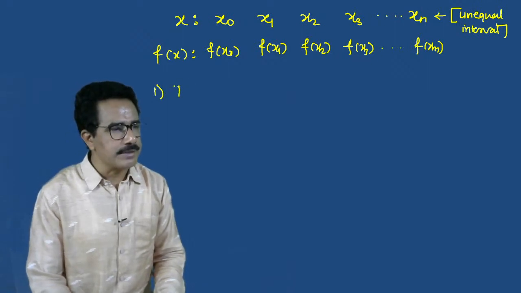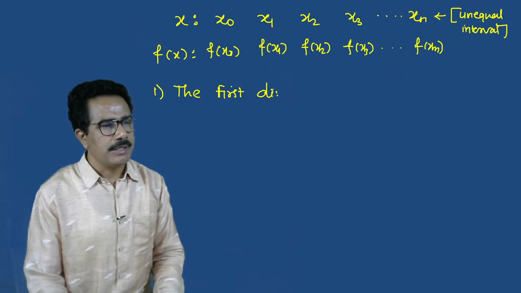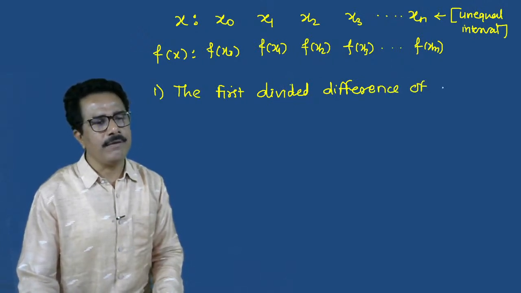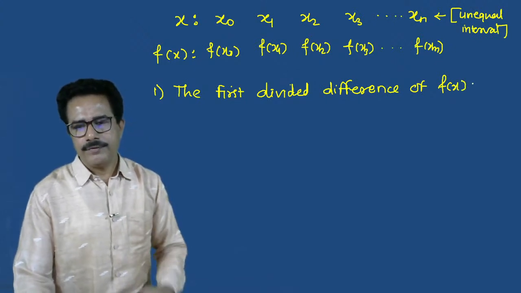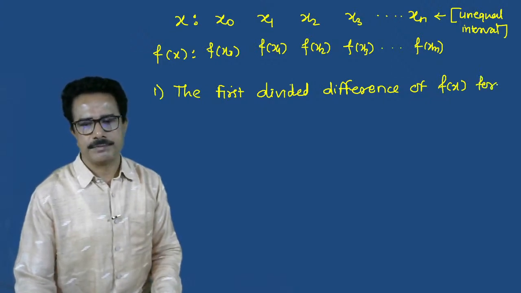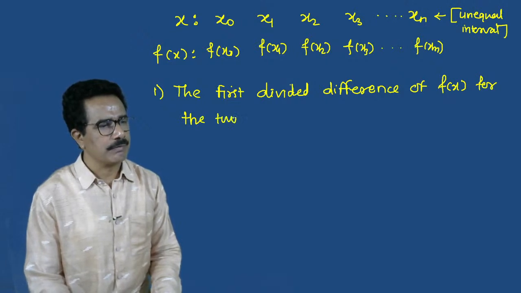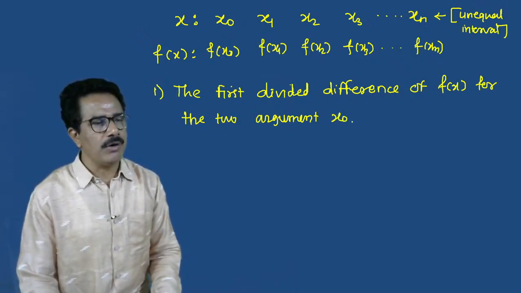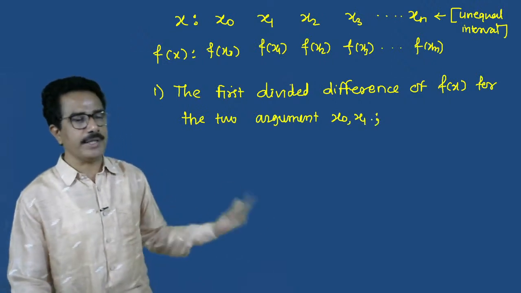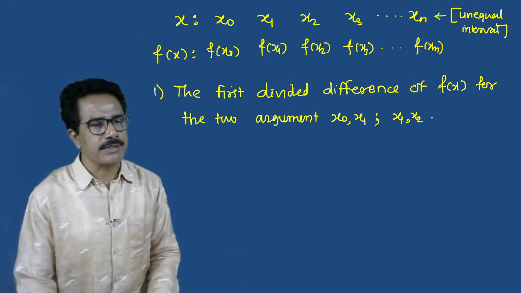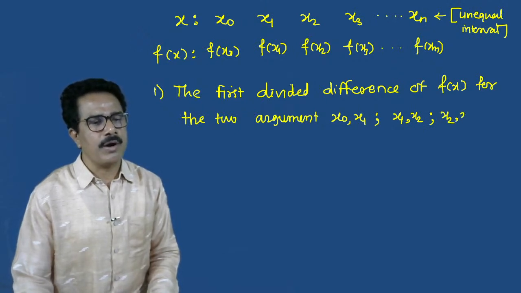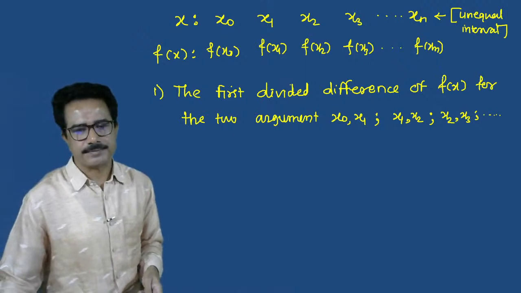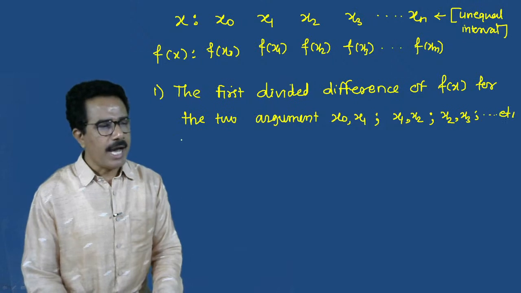The first divided difference of f of x for the two arguments x0 comma x1, you can take this, or x1 comma x2 or x2 comma x3 dot dot dot, are defined as follows.